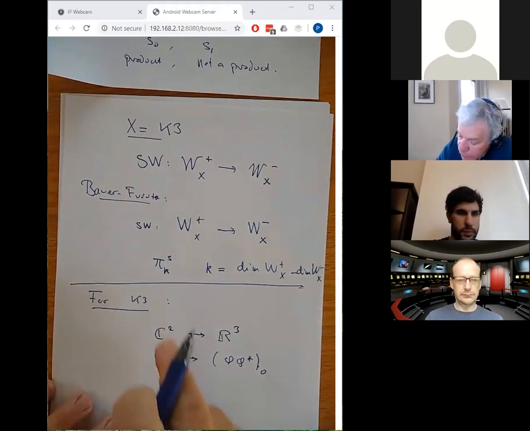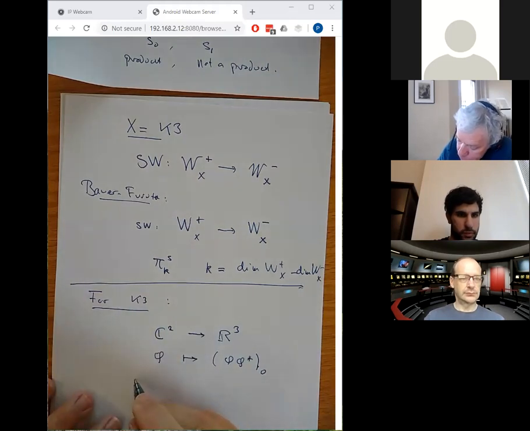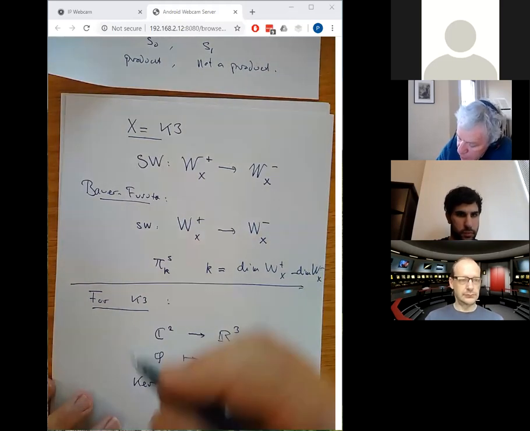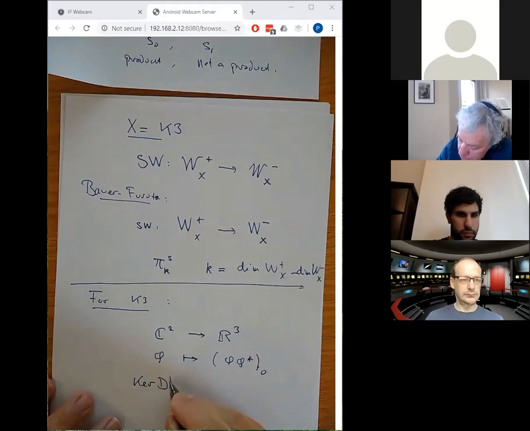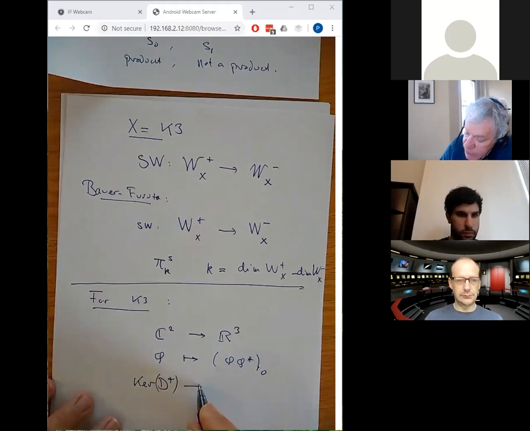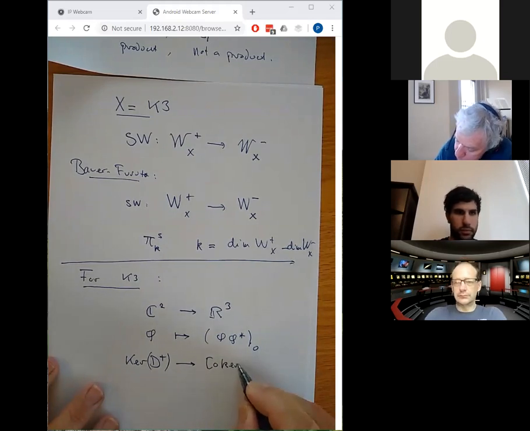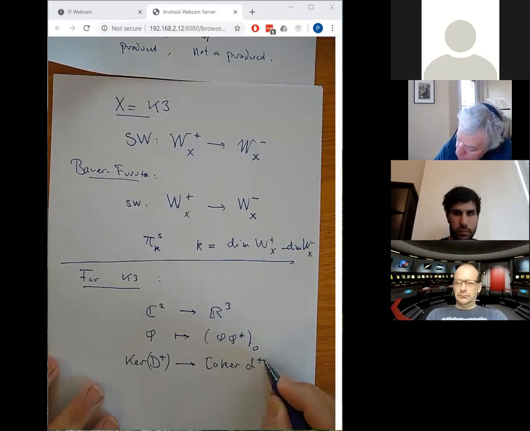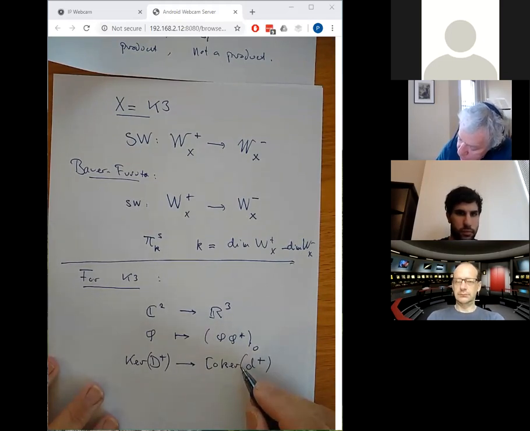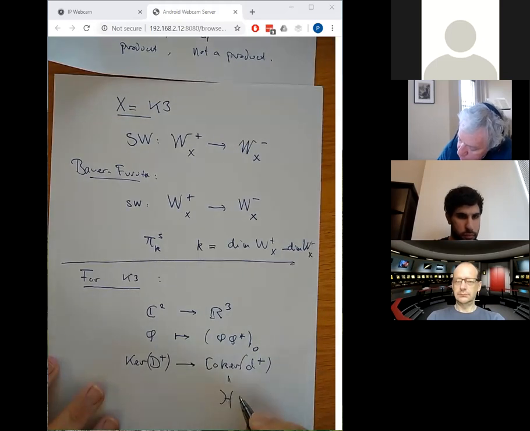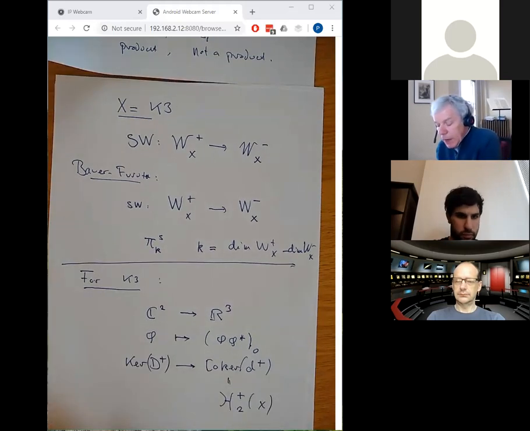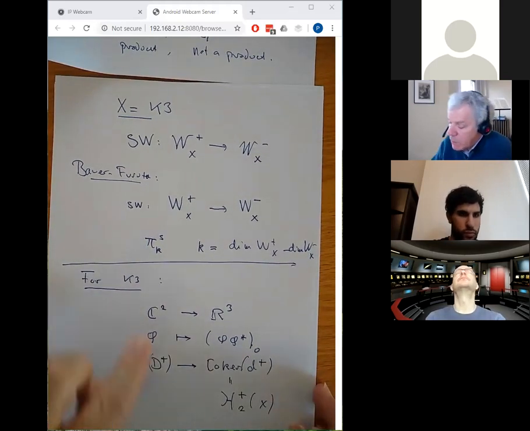How do these arise? This C2 is, at least for the standard metric on K3, the kernel of the Dirac operator. And this R3 is the kernel of another operator, or it's the cokernel of the operator little d plus. This is the self-dual harmonic forms H2 plus of X. The index of the Dirac operator is 2, and that's what this map is.